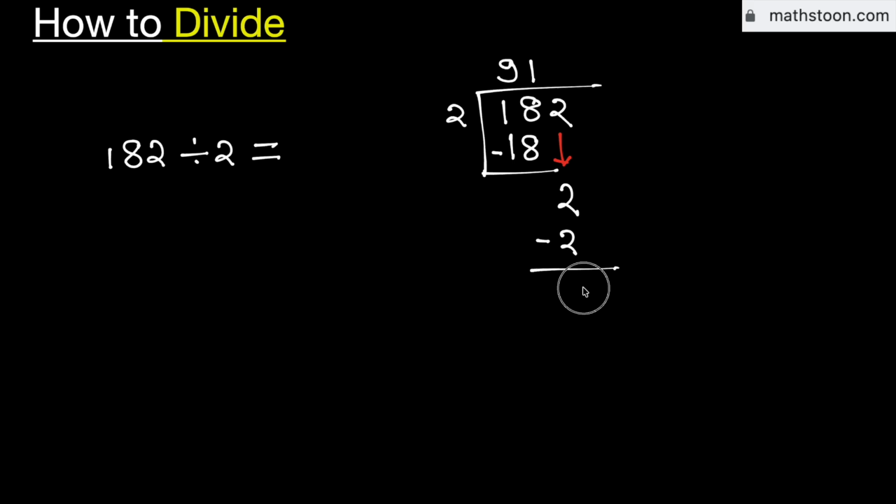Subtract, we get 0. As we get the number 0 and we have no number to bring down here, so we will stop. Therefore 182 divided by 2 is equal to this number 91. And this is our final answer.